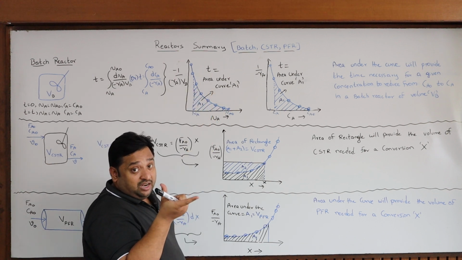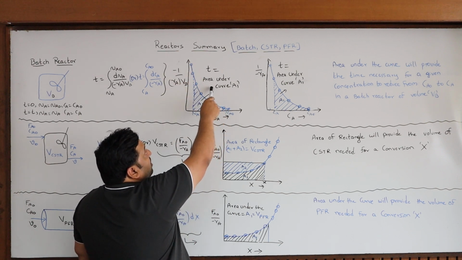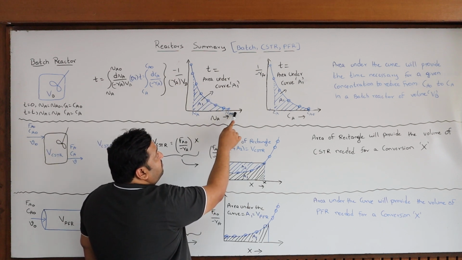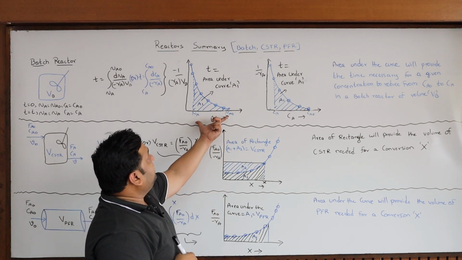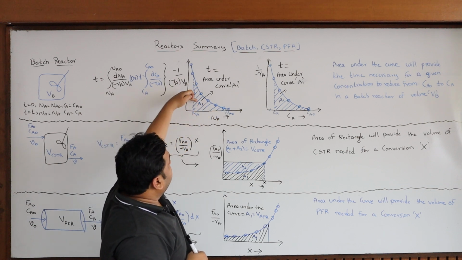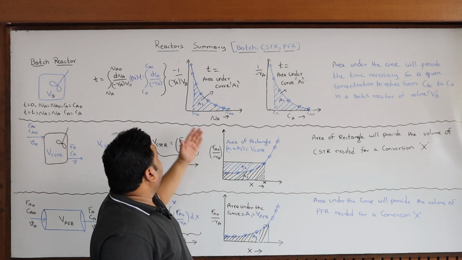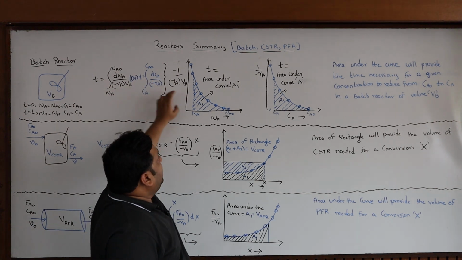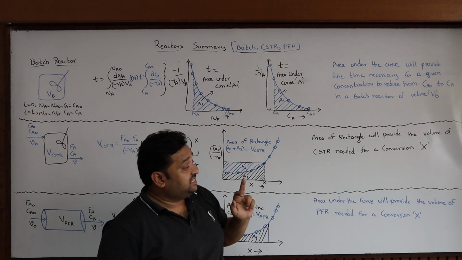What are the limits you need to put? If you know this graph, what is the time required for a given batch reactor to reduce the moles from initial moles Na0 to final moles Na? Between these limits, the area under the curve, which is A1, is nothing but the time for the given reaction. Similarly, if you take this equation, you have to plot 1 by minus Ra on the y-axis and the concentration Ca on the x-axis.